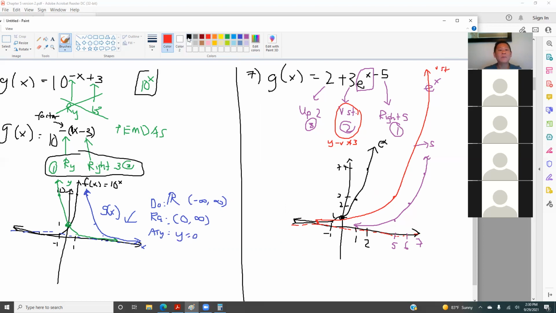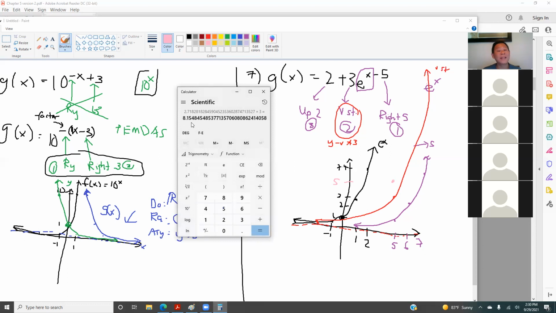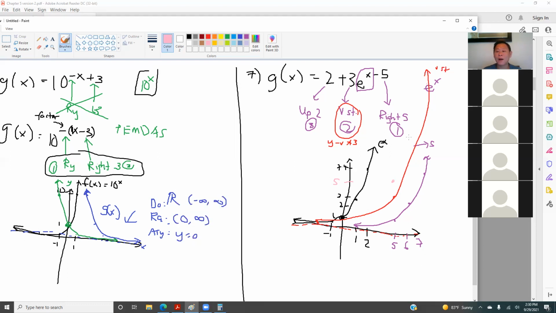Okay, and the last thing we're going to do is move it up 2. So I'm going to use pink. So when I move up 2, I have to take all these red points that I have and move them up 2. So this used to be at 3, so now it will be at 5. Last time this used to be at what, 8 point something, right? Now it's going to be 10.15. So this will be at 10.15.